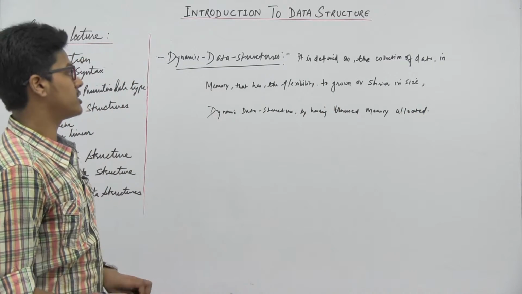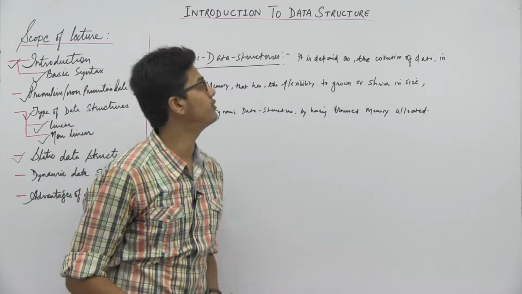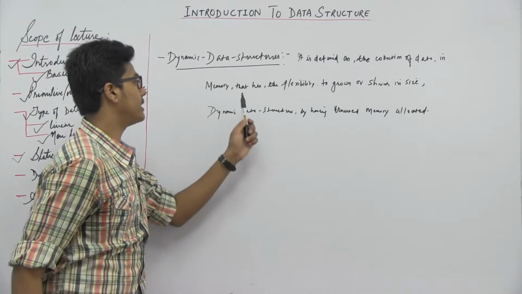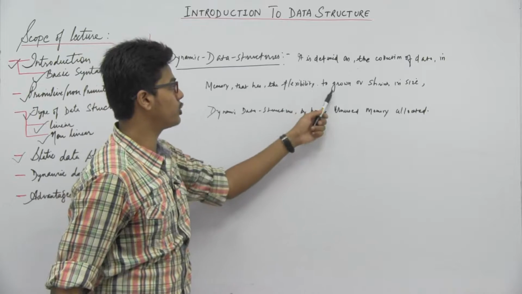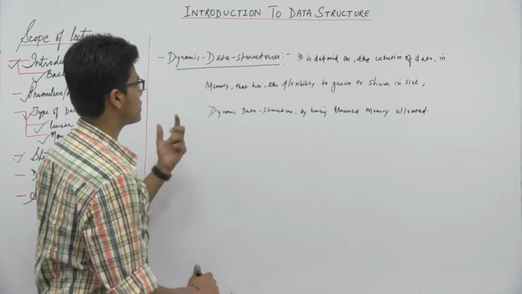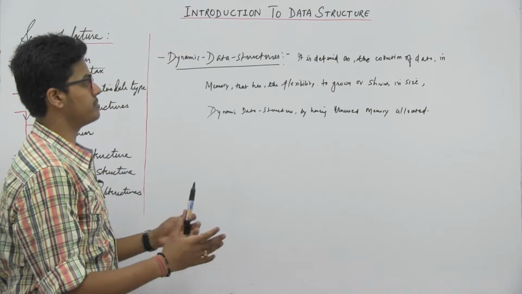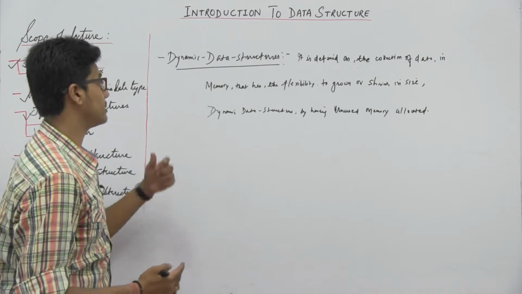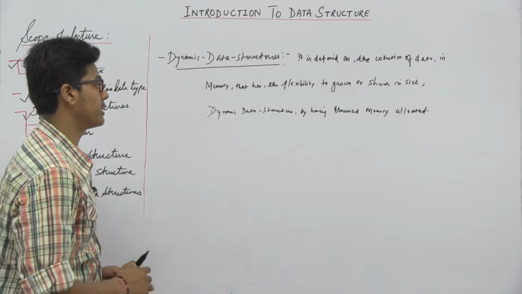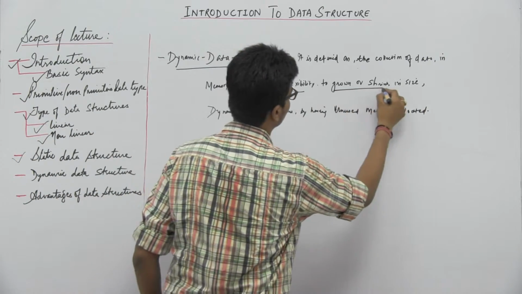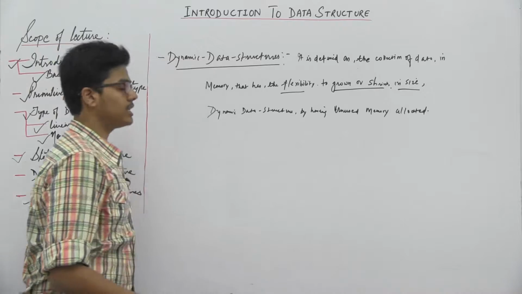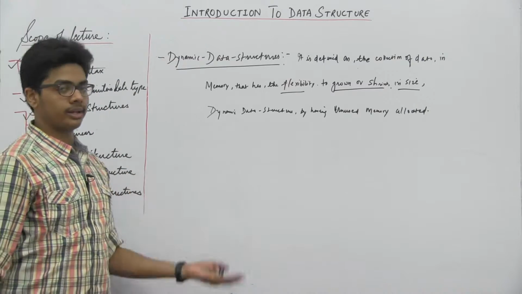So a dynamic data structure is defined as a collection of data in memory that has the flexibility to grow or shrink in size. Whereas in a static data structure, the size is constant, which means the size cannot be changed during runtime. But in dynamic data structures, the size can be changed during runtime. So it is flexible and can grow or shrink in size, right?